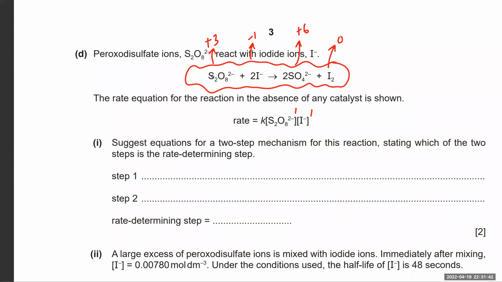So I'm gonna make up my own mechanism, and you have to be a bit creative about this. See, you want to make S2O8 into 2SO4, right? So that could be your first step. Your second step would be I minus one turning into I2, right? Now, let's say I start with S2O8 2 minus, and I want to convert it into SO4 2 minus, right?